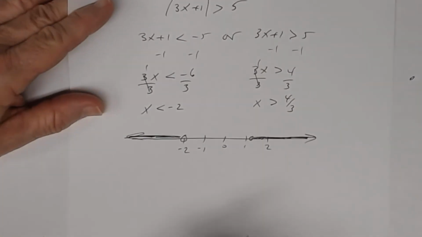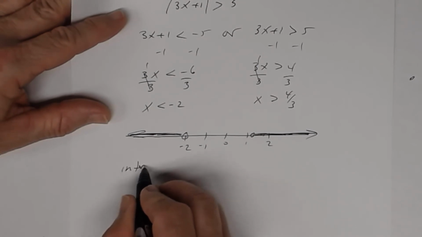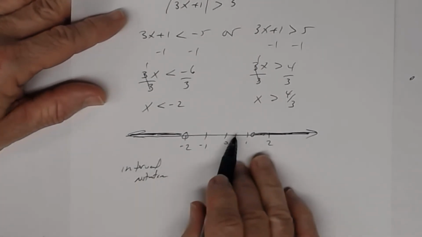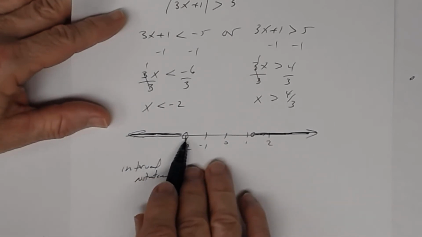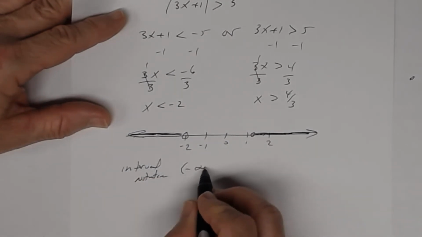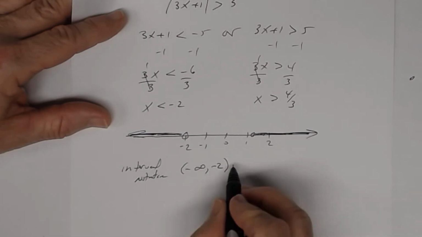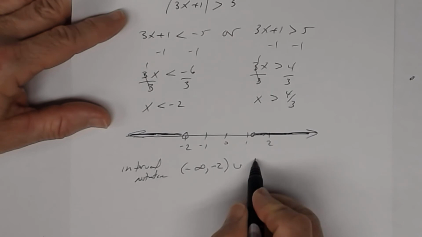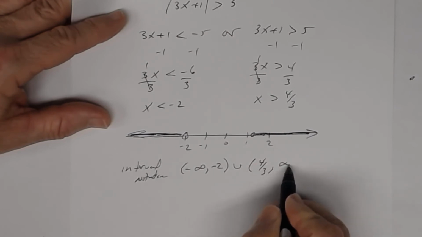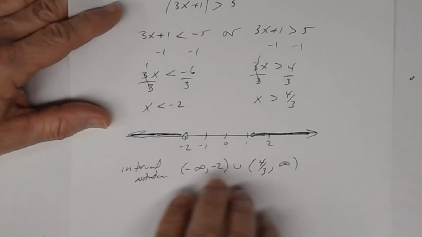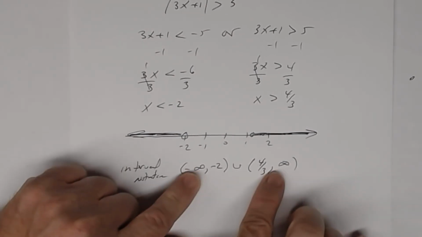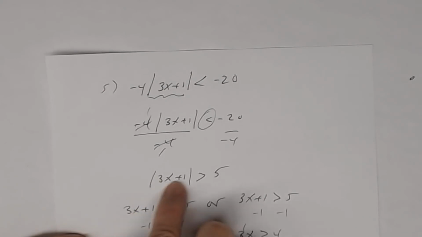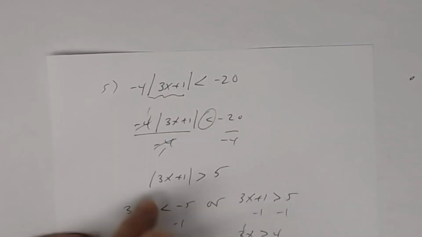Okay? So in interval notation, you always read it from left to right. So you go from negative infinity to -2, parentheses, union, and then from 4/3. See, this is 4/3 here. Parentheses 4/3 to infinity. So any real number within those two intervals or these two graphs will be solutions to this, this, and this. All right?